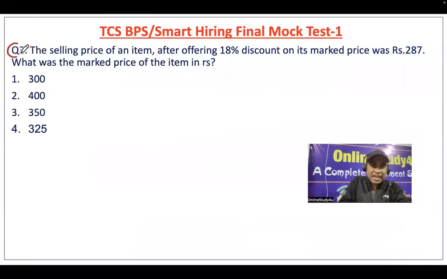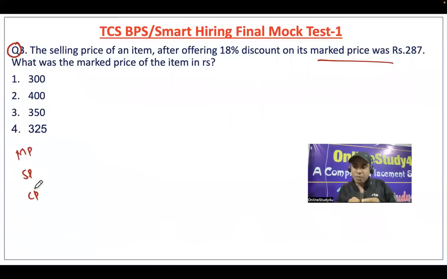Now question number 3. The selling price of an item after offering 80% discount on its marked price was rupees 287. What was the marked price of the item? So I will tell you a bit about marked price, selling price and cost price, right?